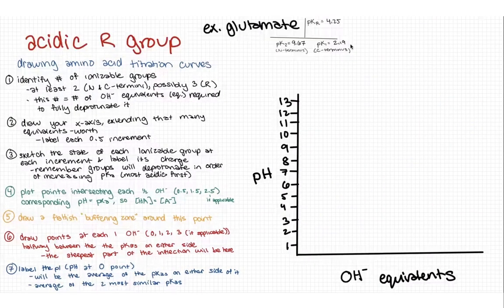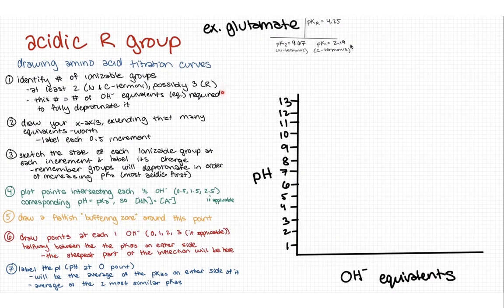Finally, let's consider an acidic amino acid. And so we'll consider glutamate for this example. If we look at glutamate, now remember we're going to have 3 ionizable groups. So that's our answer for number 1. We have those 3 ionizable groups because we have the N-terminus, the C-terminus, and our R group.